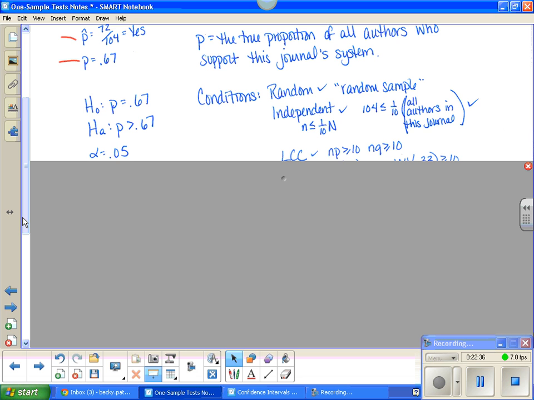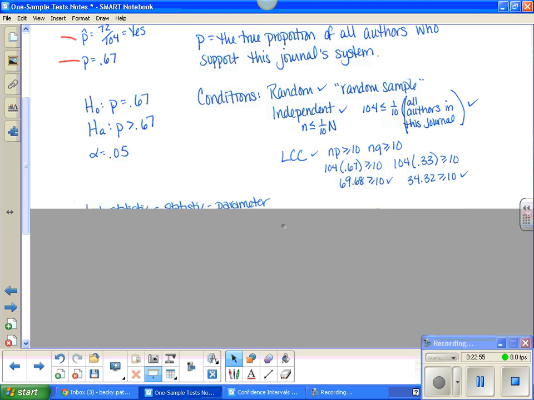I added my alpha. Here are my conditions. I got random. Yes. Independent. What are we assuming? 1,040. There are 1,040 authors. And my large count, notice my 0.67, that's my P and my Q from the population, not the sample.